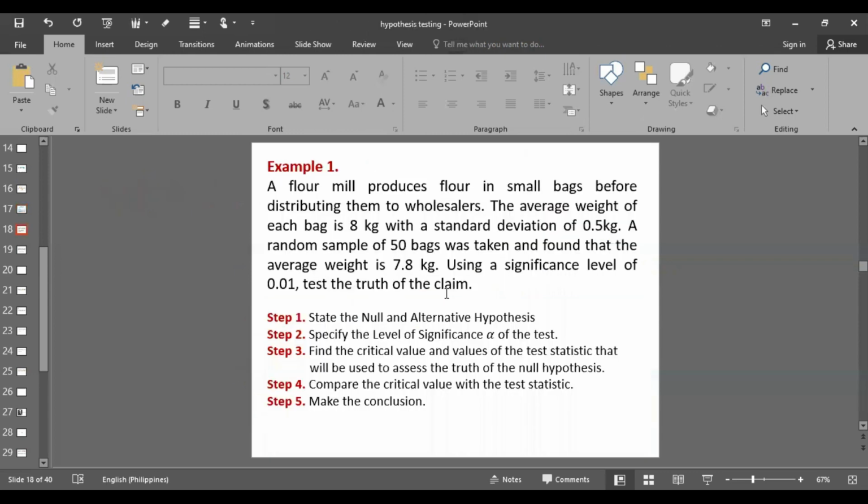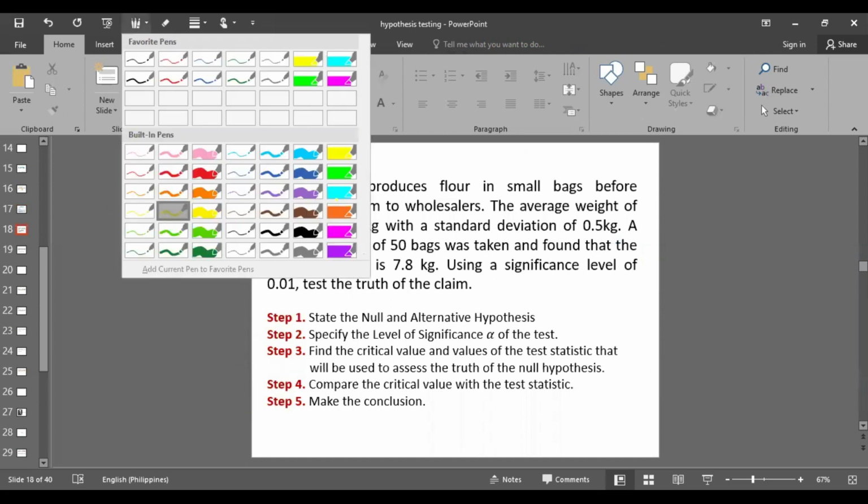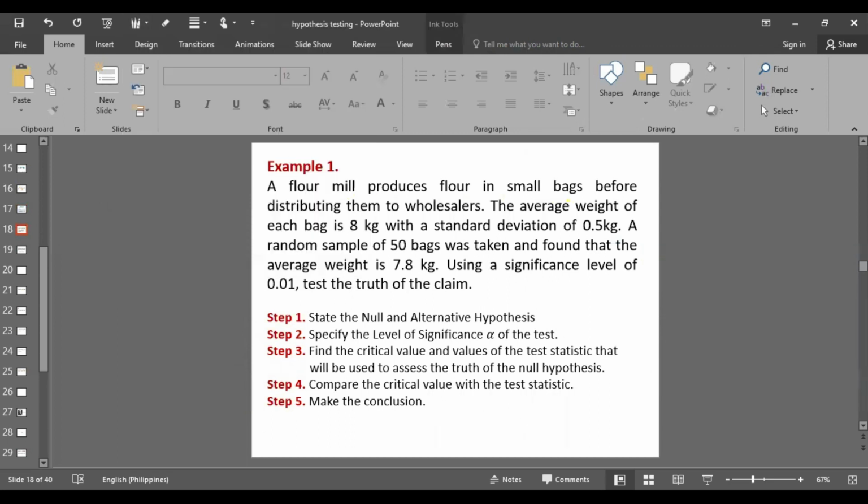So let's have this example number 1. A flour mill produces flour in small bags before distributing them to wholesalers. The average weight of each bag is 8 kg with a standard deviation of 0.5 kilograms. A random sample of 50 bags was taken and it was found that the average weight is 7.8 kilograms. Using a significance level of 0.01, test the truth of the claim.